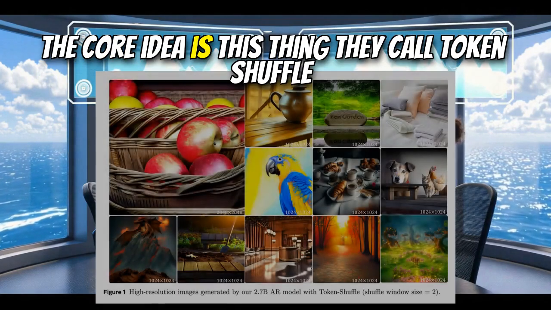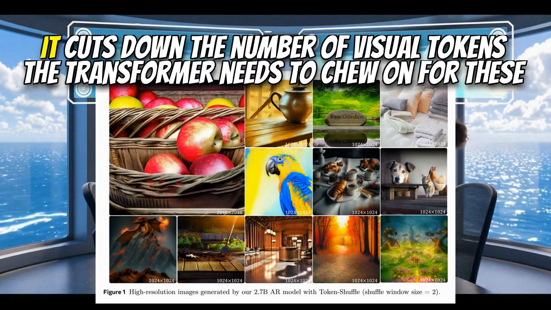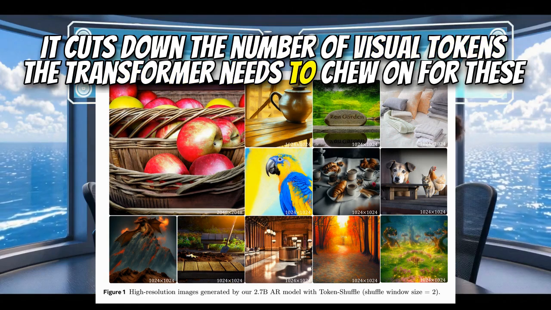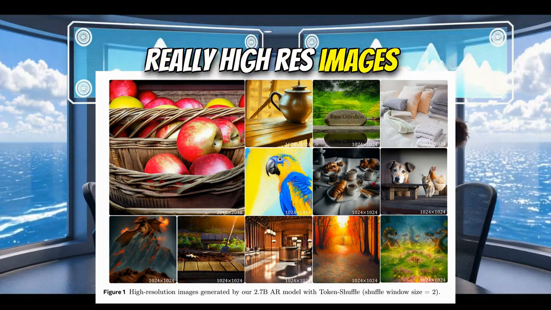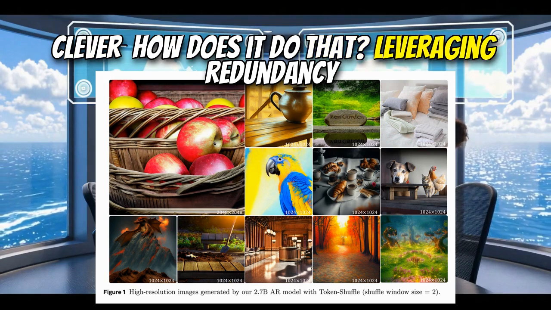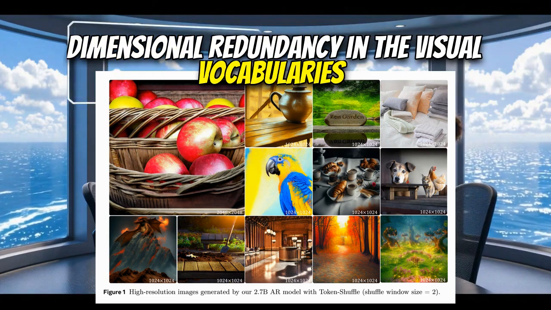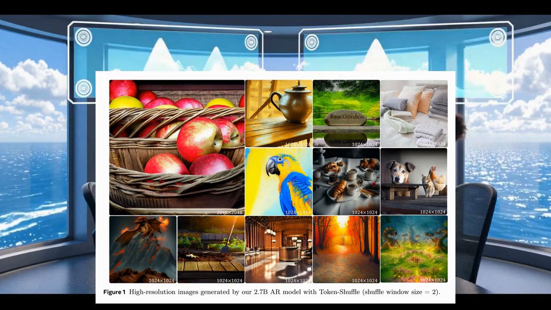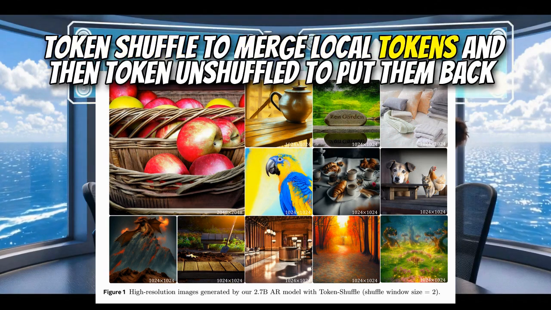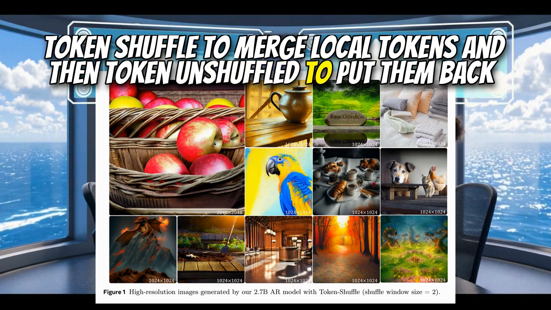The core idea is this thing they call token shuffle. It cuts down the number of visual tokens the transformer needs to chew on for these really high-res images. Clever. How does it do that? Leveraging redundancy, precisely. Dimensional redundancy in the visual vocabularies. They have these two operations: token shuffle to merge local tokens, and then token unshuffle to put them back.